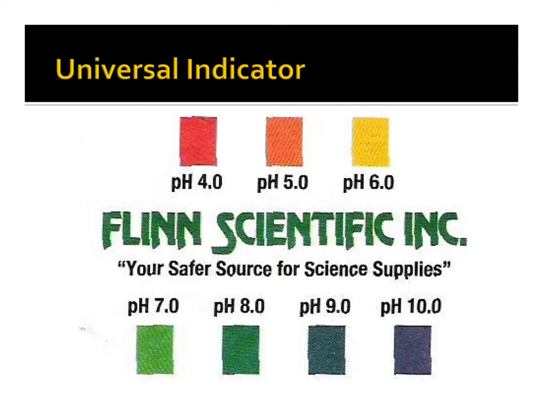The universal indicator has varying degrees of color. So you can see here that an acid or something with a very low pH tends to be more red in color, and it works its way up through yellow to green, which is more of neutral, and then towards the blue and purple of a base.